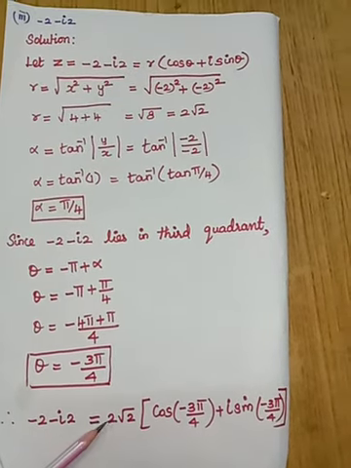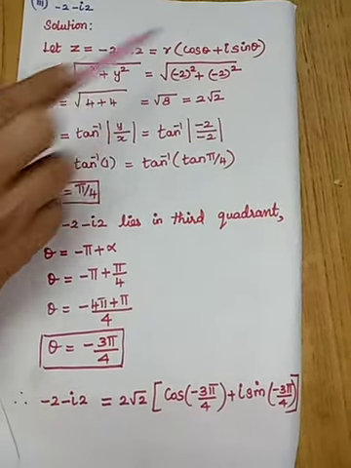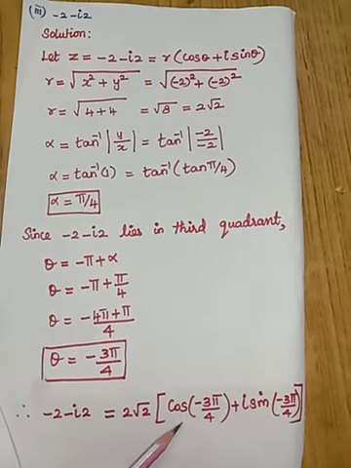After finding r and theta, it has to be substituted here. So in the place of r, I have written 2 root 2, and in the place of theta, I have substituted minus 3 pi by 4.